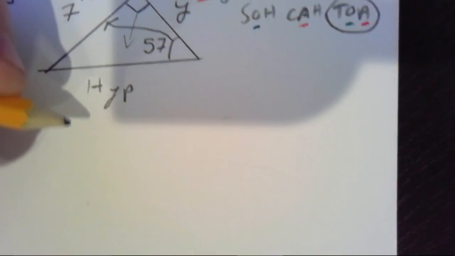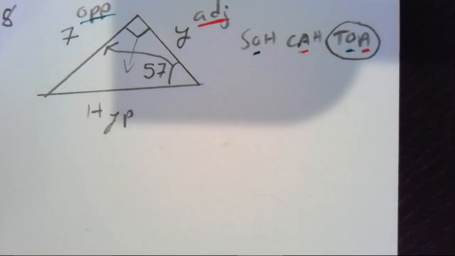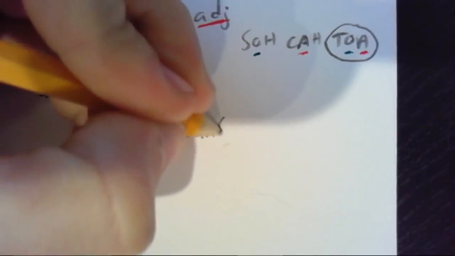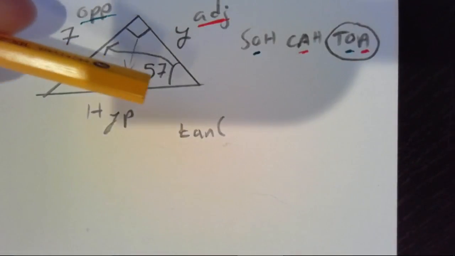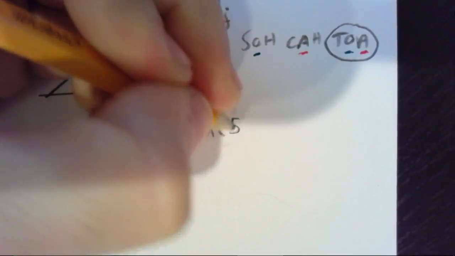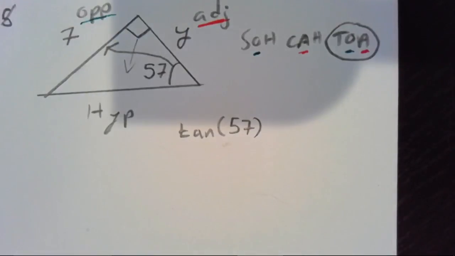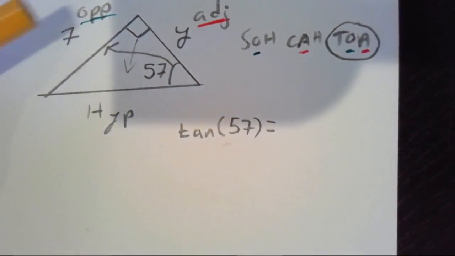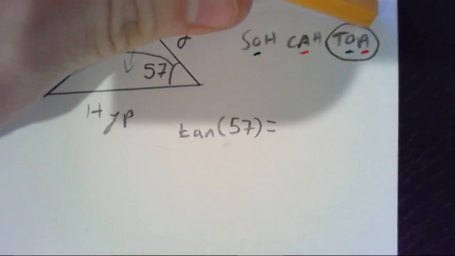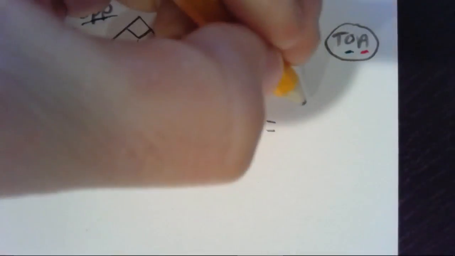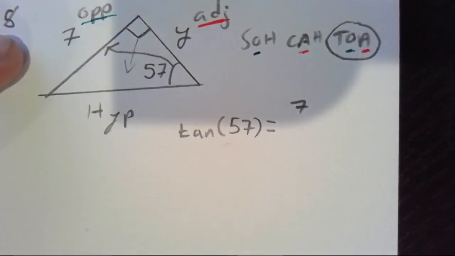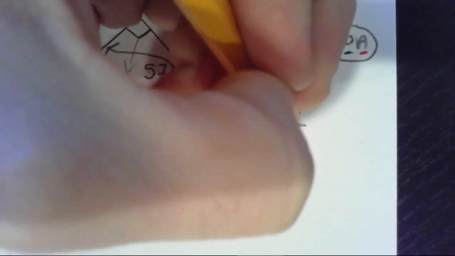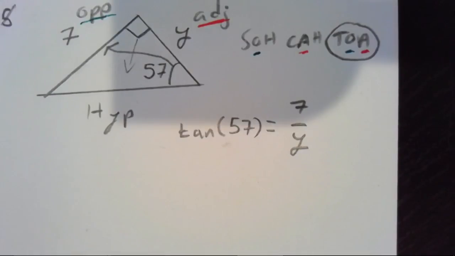And then again, it's just that same formula. So I'm going to write out tan of my angle, 57. Tan of my angle is equal to, now this time, don't forget it's opposite over adjacent. So this time, 7 is my opposite, my adjacent is y, so it'll be 7 over y.